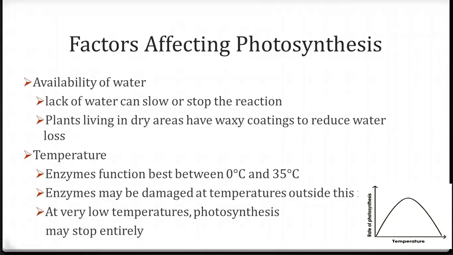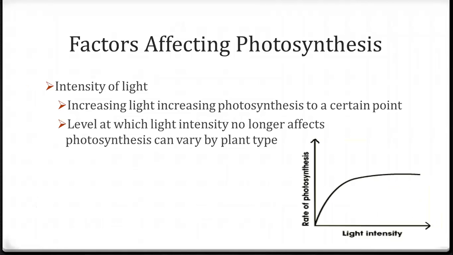Temperature-wise, enzymes function best between 0 and 35 degrees Celsius. Enzymes above this temperature are denatured and damaged, and enzymes at low temperatures may stop photosynthesis entirely.